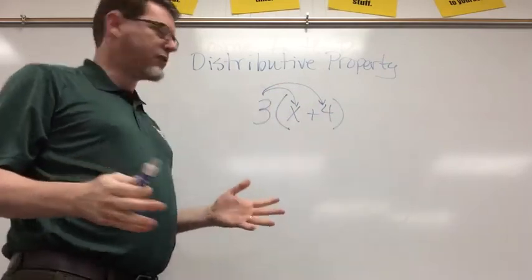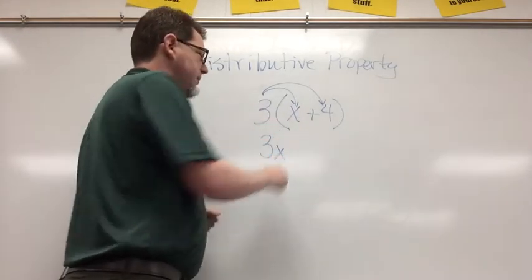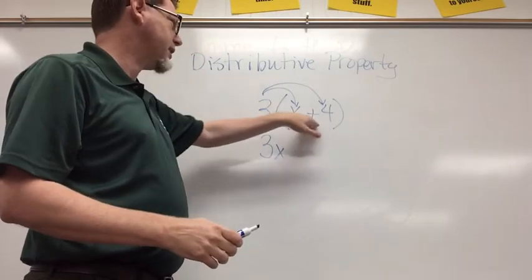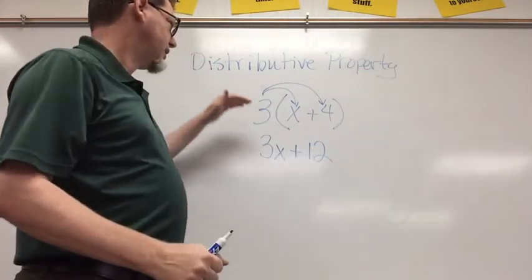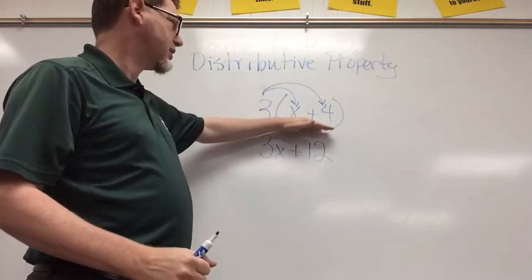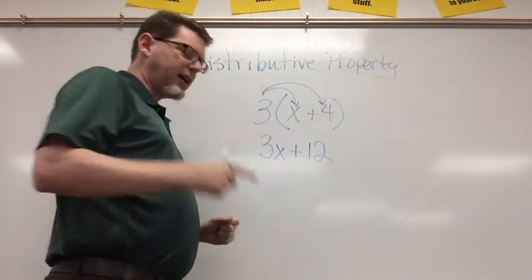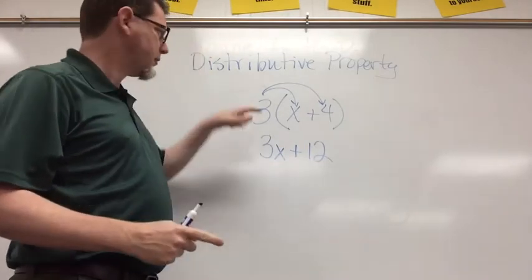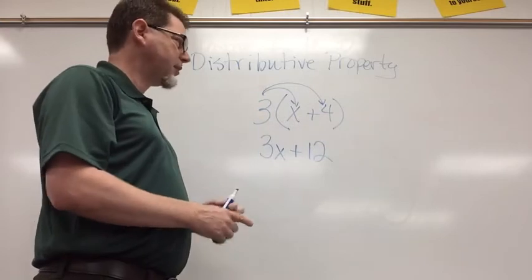So the first thing I'm going to do is multiply the 3 times the x, which you know is 3x. And then I'm going to do 3 times positive 4, which is positive 12. So 3 times the quantity of x plus 4 gives me 3x plus 12. It's very important that you remember to multiply the 3 times everything inside the parentheses.